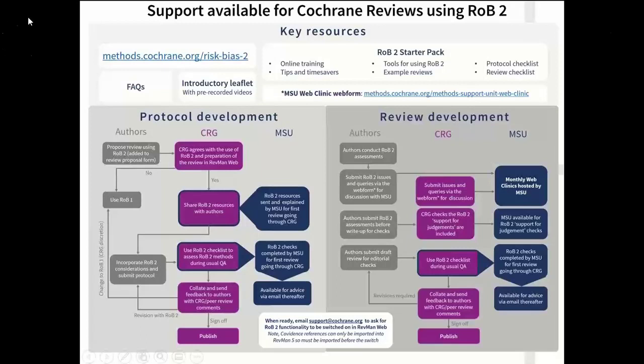So this diagram shows the support that's available for Cochrane reviews using risk of bias 2, and this is available on the Cochrane Methods website, and it just goes through the process for protocol development, when to involve the Methods Support Unit, and also the review development as well.